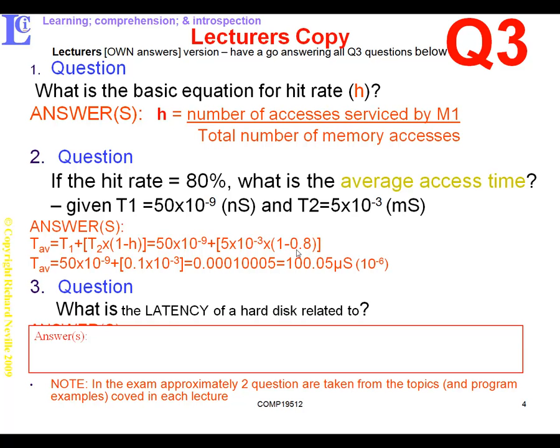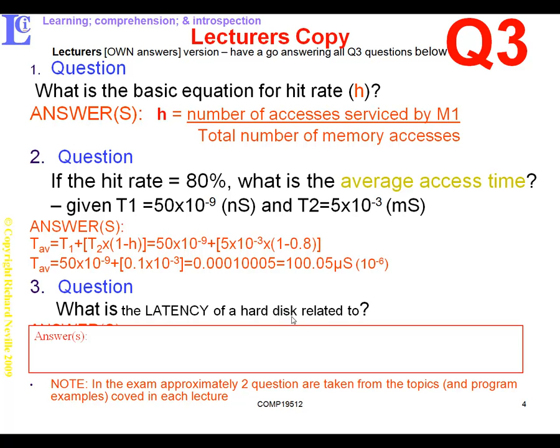So it's 1 minus 0.8 is 0.2, so it's 0.2 times 5 times 10 to the minus 3 gives us this value here of 0.1 times 10 to the minus 3. So then we add these two together, 50 nanoseconds and 0.1 milliseconds. We get this figure here of 0.000100005. If we change that to SI units, which are reasonable, that's 100.05 microseconds, 10 to the minus 6.